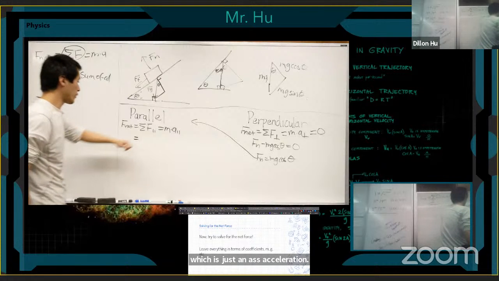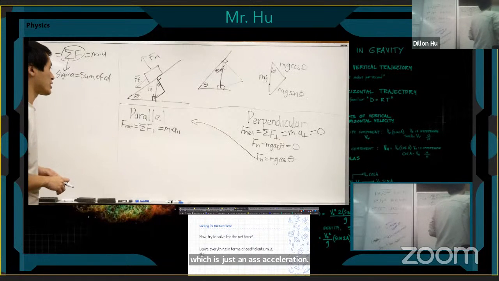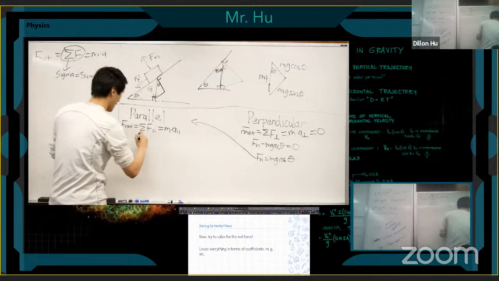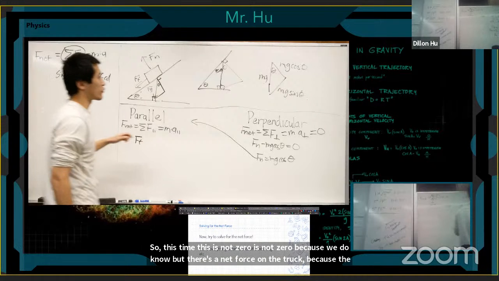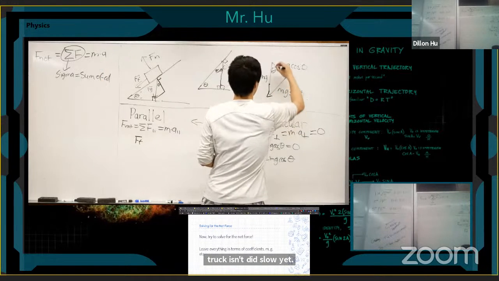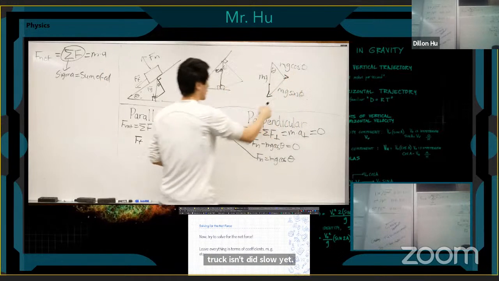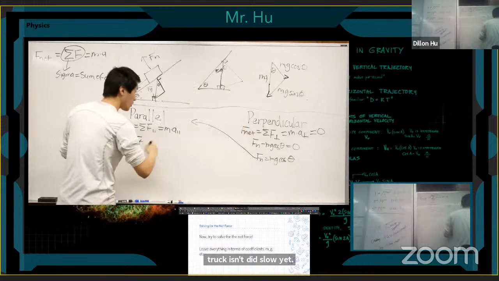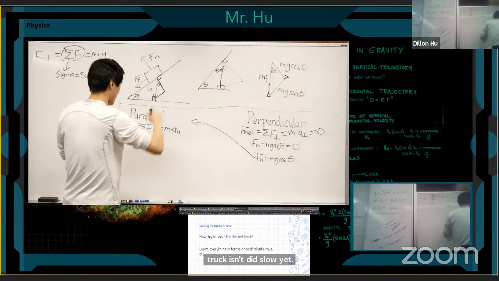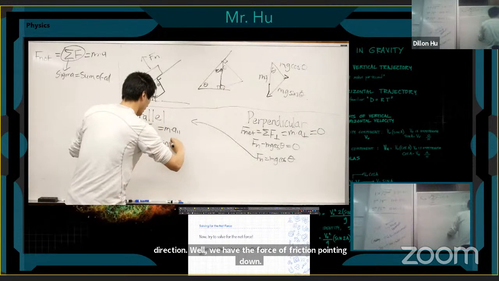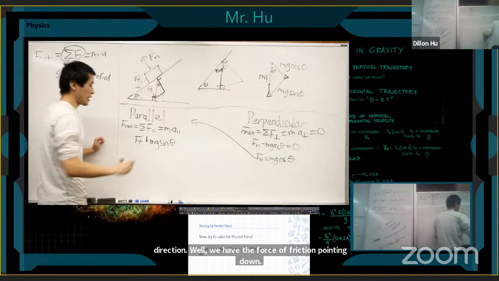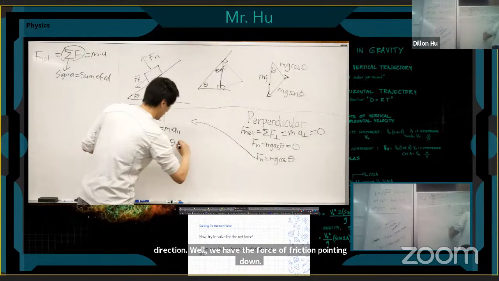So what are all the forces in the parallel direction? What's the sum of all the forces in the parallel direction? Well, we have the force of friction pointing down, and we also have the force of gravity also going down. So these are going to be in the same direction. The force of friction plus the force of gravity, mg sine theta, these are both in the same direction. It's going to equal our mass times acceleration.